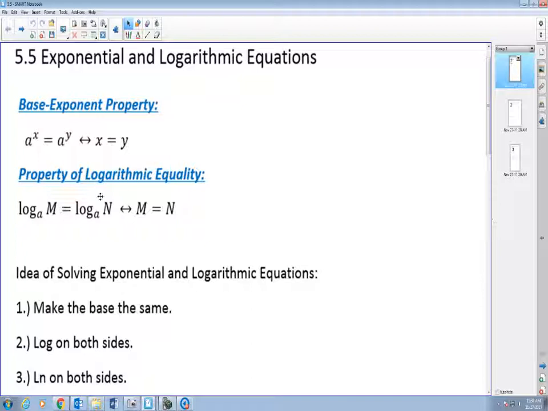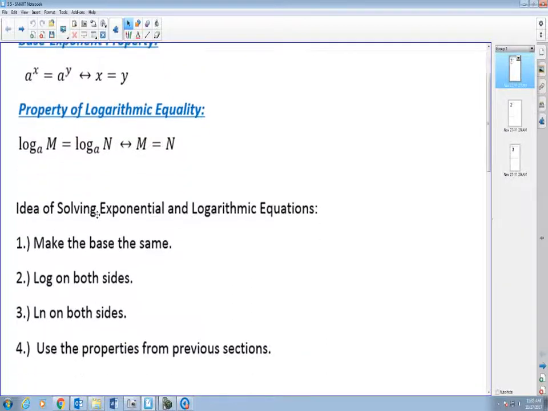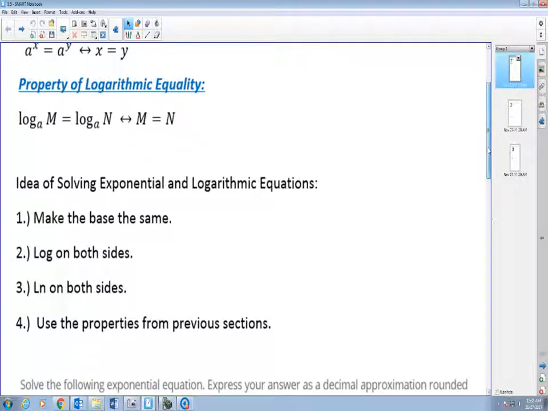Another property I want to introduce is this thing called the property of logarithmic equality. If I have a log with the base a of n that is equal to the same log with the same base of n, when the logarithms are equal and the bases are the same, we can set what they are of equal to each other. And the reason is because we can actually change logarithm into exponential, so whatever they are of will actually be exactly the same. Okay, so this is another property we can use in section 5.5, where it will help us solve these equations.